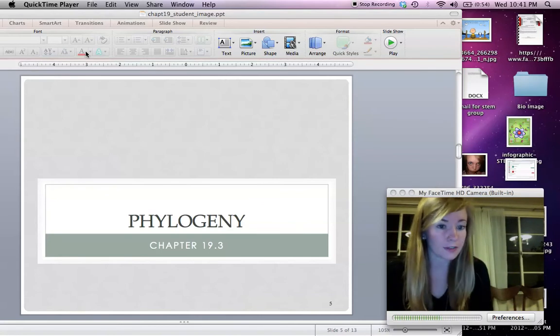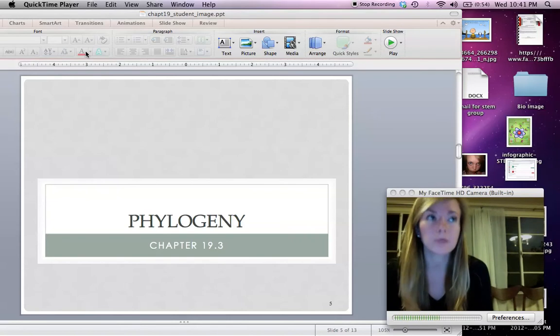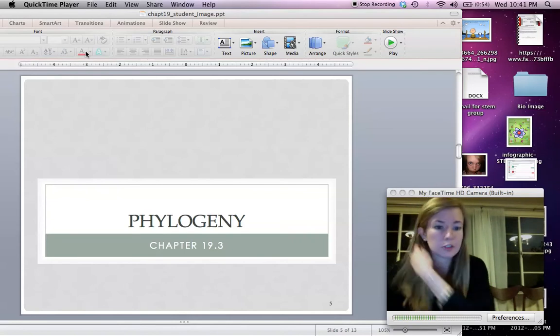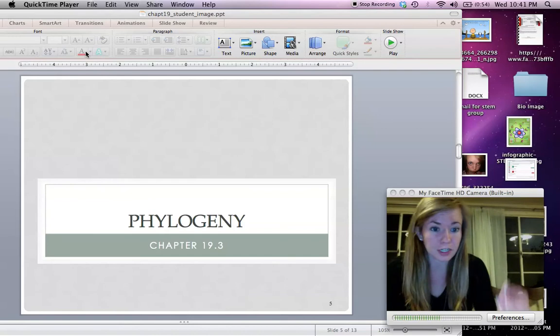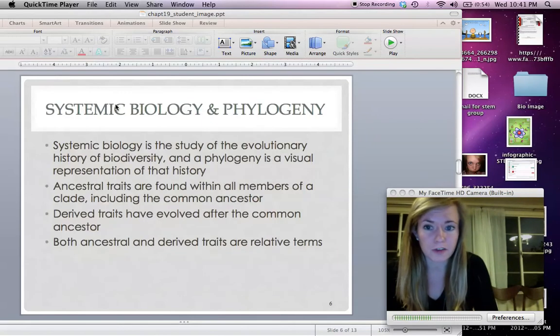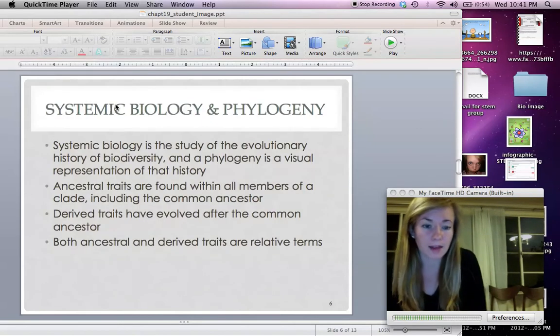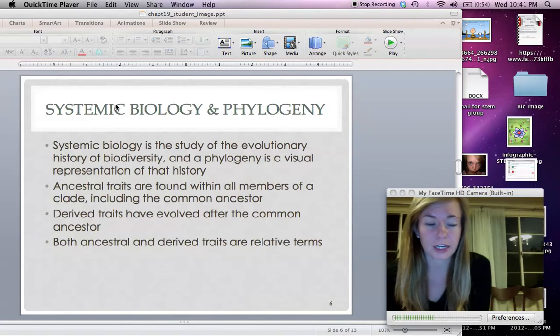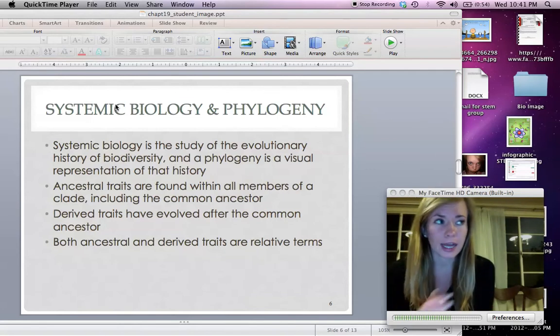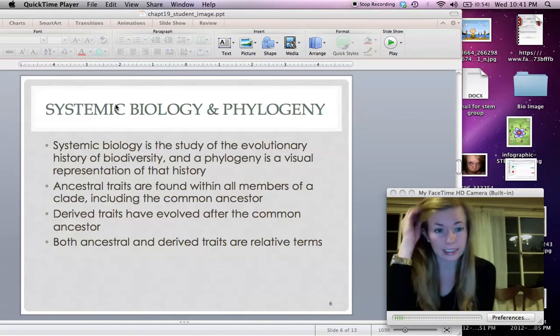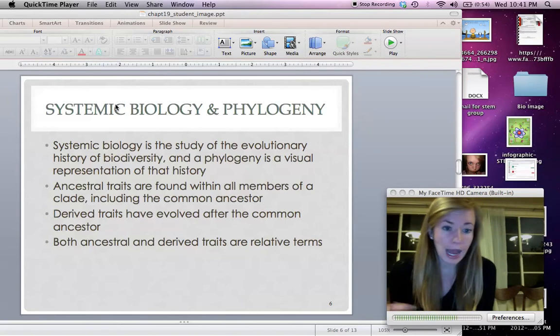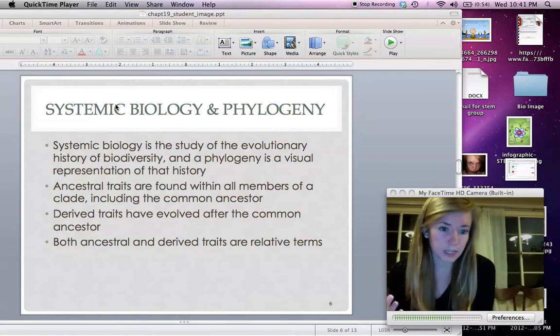Then also having read 19.3, we learn about how we put all this information together to learn about evolutionary history. So your textbook starts off by defining systematic biology as the study of evolutionary history of biodiversity. And so basically, we're looking at all of life, so all of the 3 domains, and studying how did we get to be so diverse?